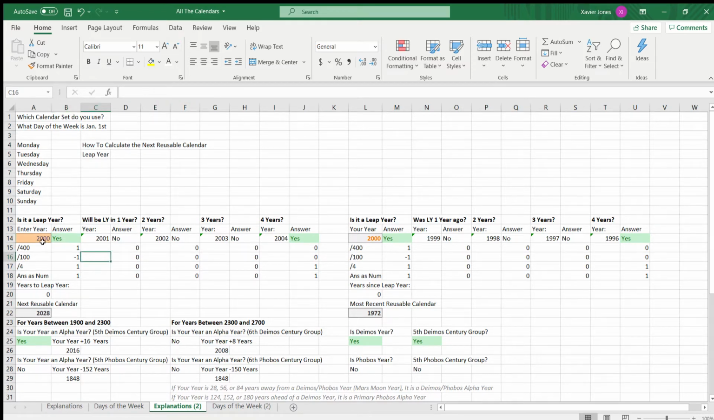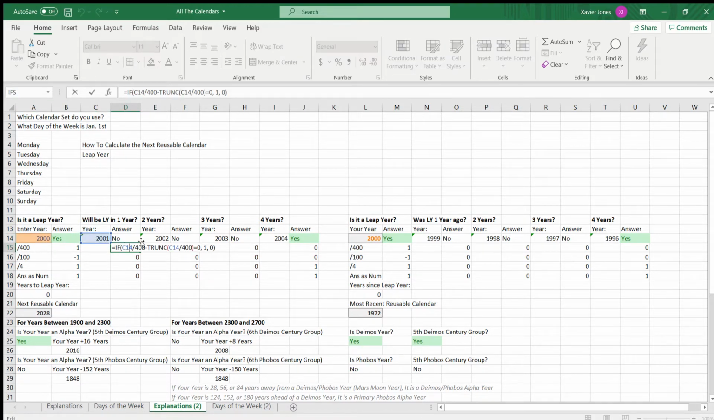Now, it's important to know if the year we're dealing with is a leap year, but we also need to know how close we are to the next leap year. So we're going to simply copy all of this and paste it right here. And we're going to ask, will it be a leap year in 1 year? So we have this be our A14, which is our entered year, plus 1. So it'll be whatever this year is, plus 1. And it'll do the exact same calculations.